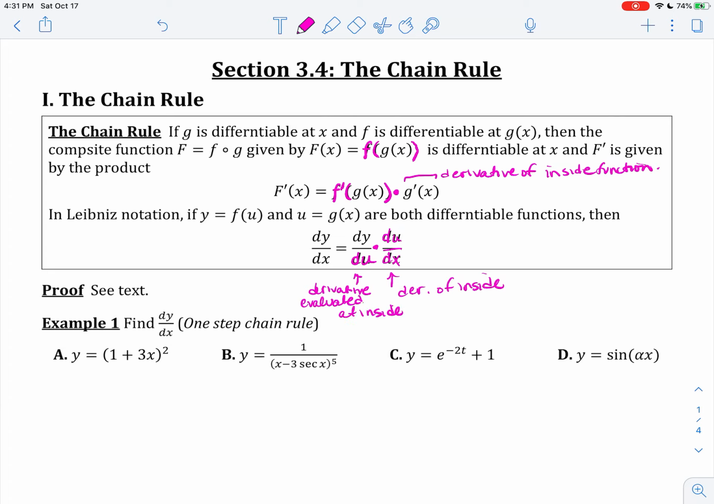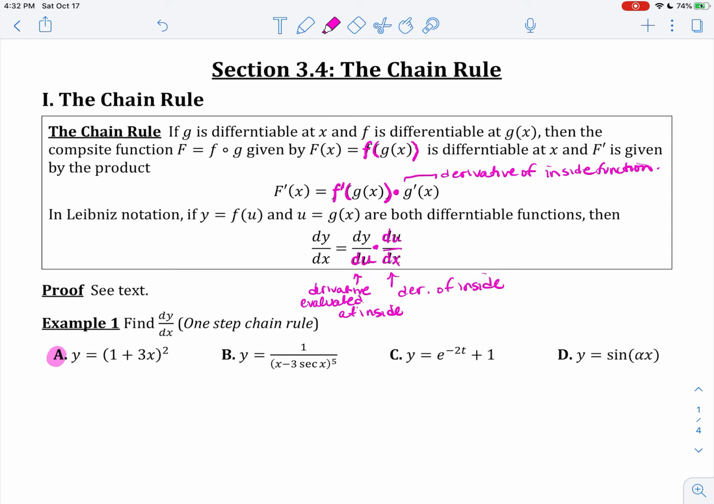Okay, so let's use the chain rule in various examples. In part A, if we wanted to take the derivative without using the chain rule, we would first expand (1 plus 3x) squared. That would be (1 plus 3x) times (1 plus 3x). We would distribute the terms and then take the derivative term by term, and that would be just fine.